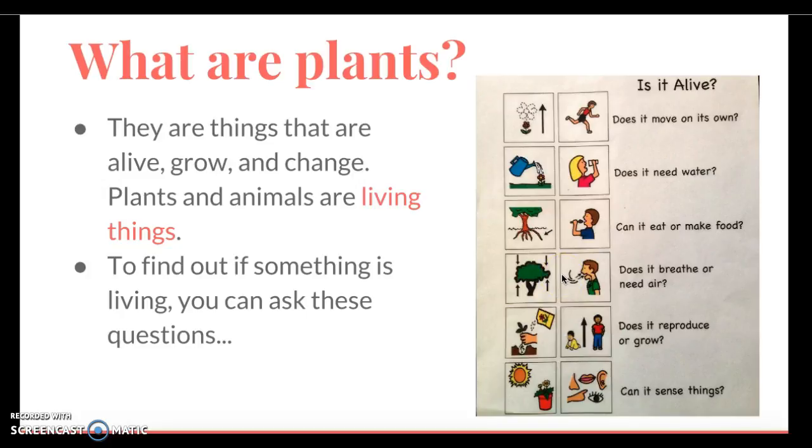So these pictures show you how these different things, like the plants or humans, how we are living things, because we do move on our own, whether we're growing or running. We do need water. We can eat and make food. We breathe and need air. We reproduce and grow. And we also can sense things.